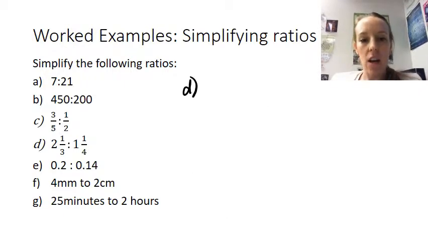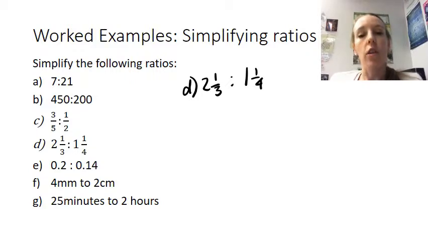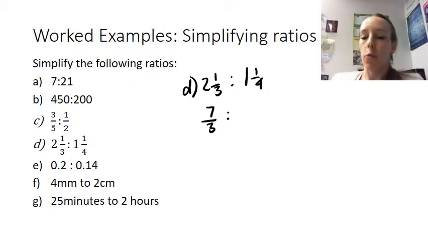Okay, so for D, we've got 2 and 1/3 is to 1 and 1/4. So first we're going to convert that to an improper fraction. So 3 times 2 is 6, plus 1 is 7. So we've got 7 over 3 is to 4 times 1 is 4, plus 1 is 5, 5 over 4.